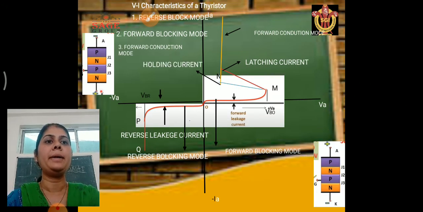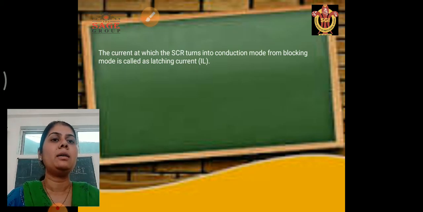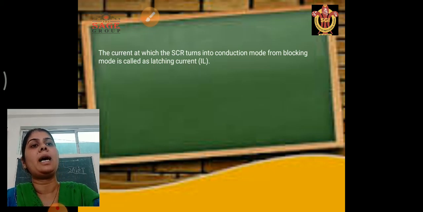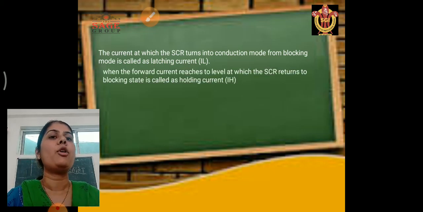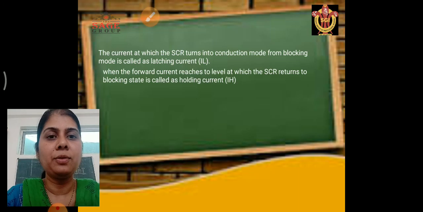Now latching current. The latching current IL is the current at which the SCR turns into the conduction mode from the blocking mode, and when the forward current falls to the level at which the SCR returns to the blocking state, it is called the holding current. This is the VI characteristic of SCR.